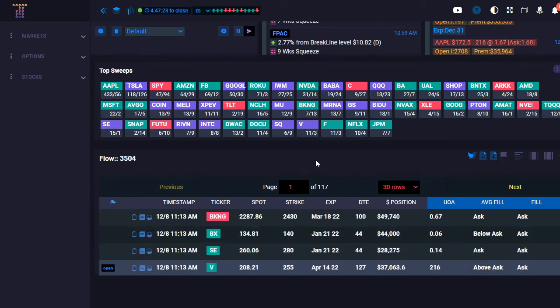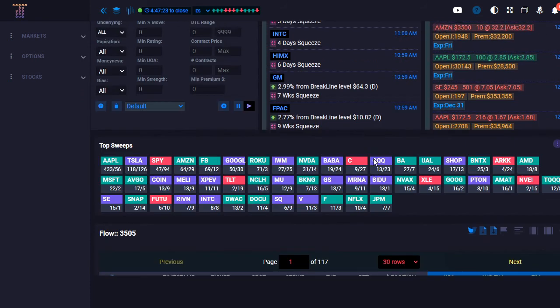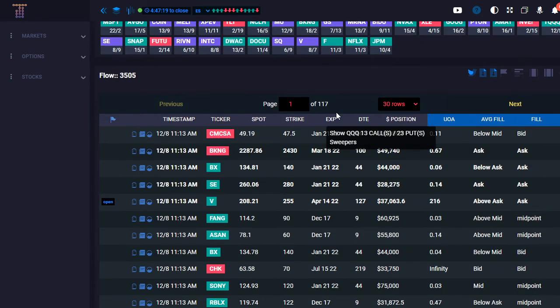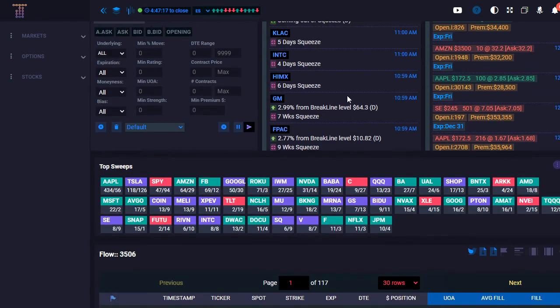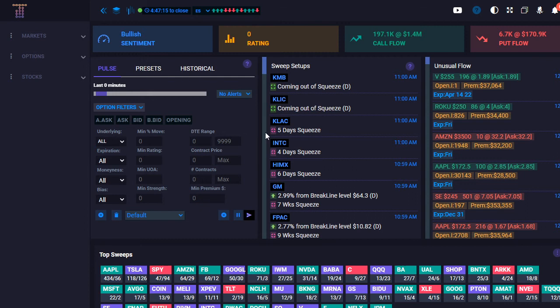This is literally live flow coming in, pretty much by the minute here. And you can customize it however you want: by ask, bid, whatever. You can customize it by the percentages and by the dates to expiration, things like that, bias calls, puts, in the money, out of the money, what have you, even going as specific as an expiration date.